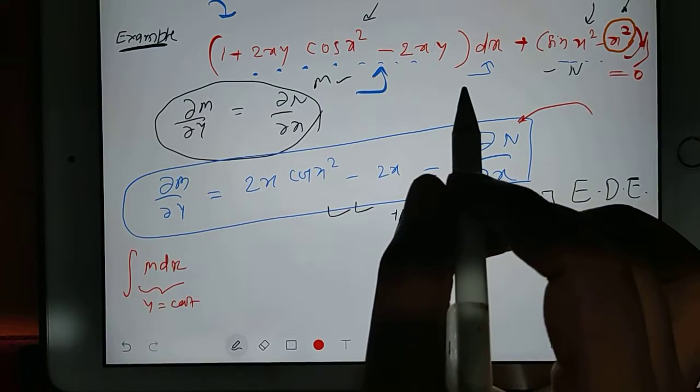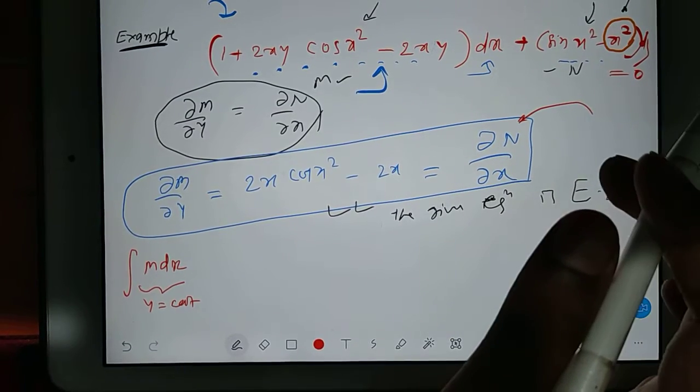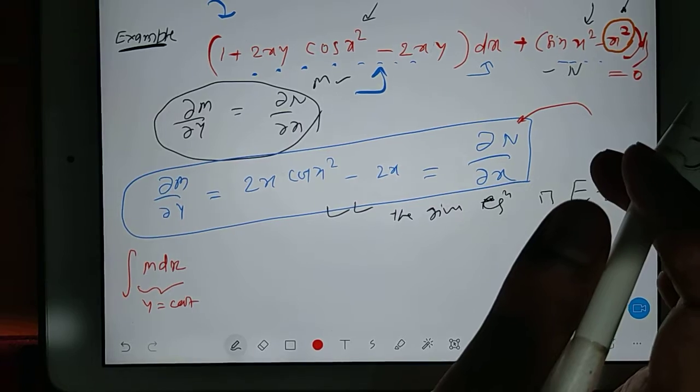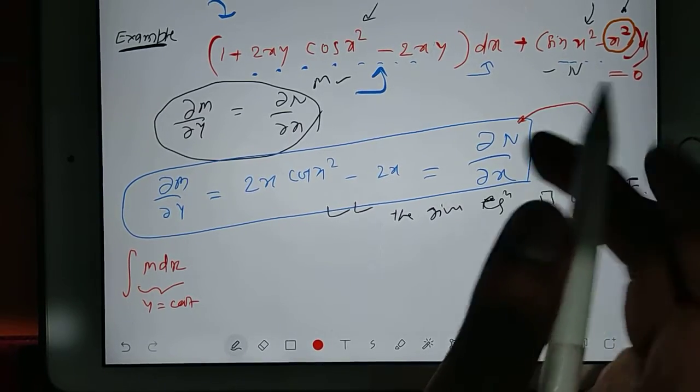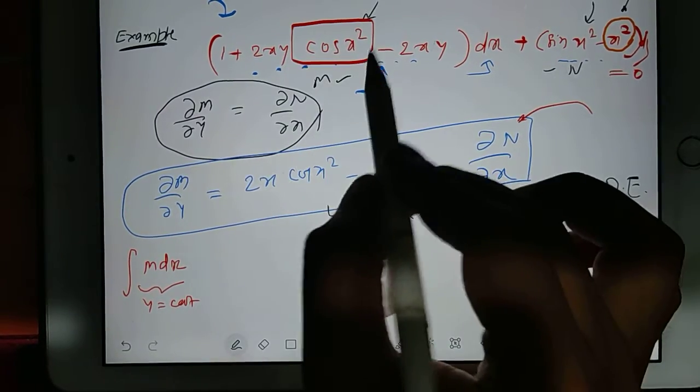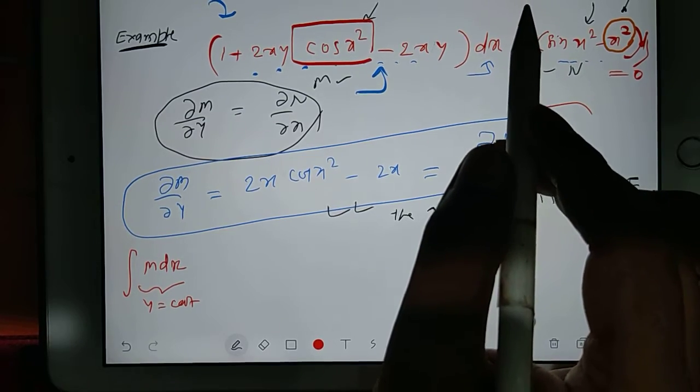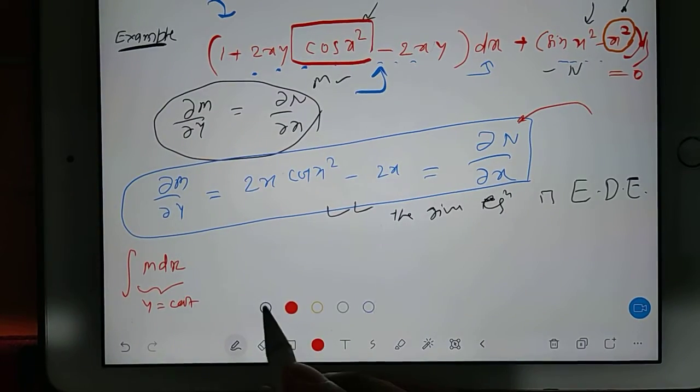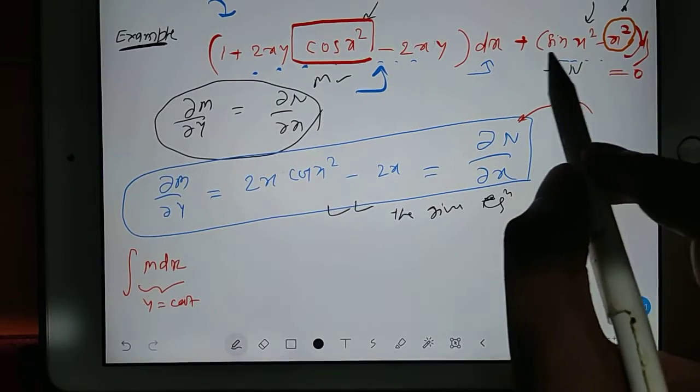Yes Pratik, ask your doubt. Are you confused with this differentiation? Okay, I'll explain. See. Okay, you are confused with this.